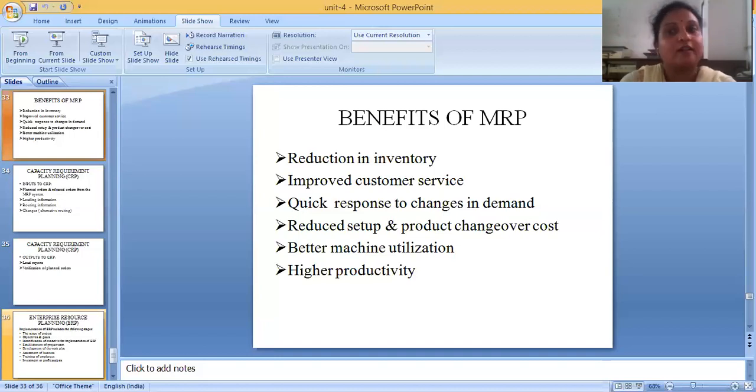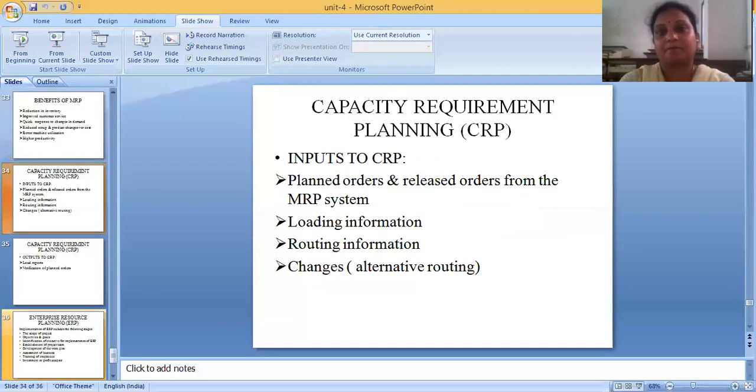So you can use all the machines and machine tools which are available in your organization. Next one is higher productivity. It means the output which you are getting will also increase. So these are the benefits of MRP, that is manufacturing resource planning.